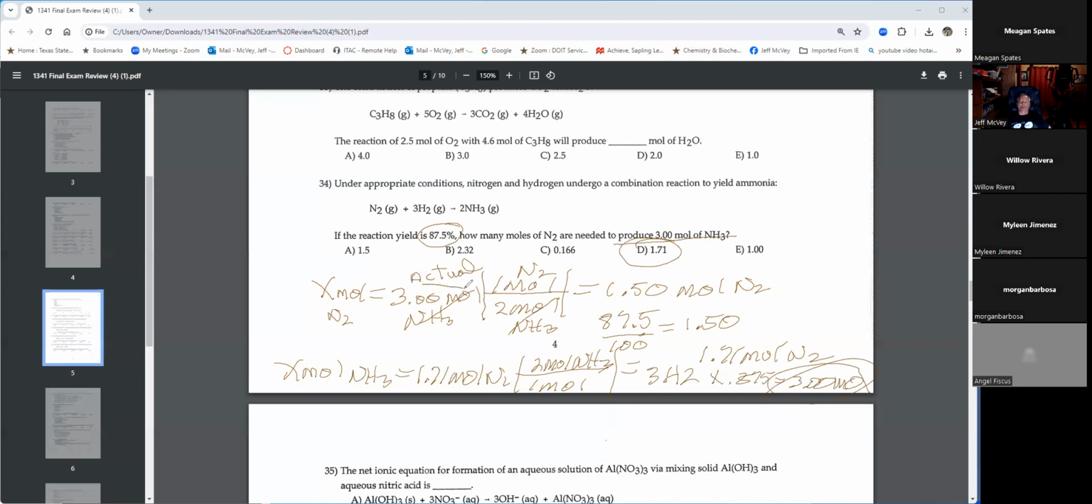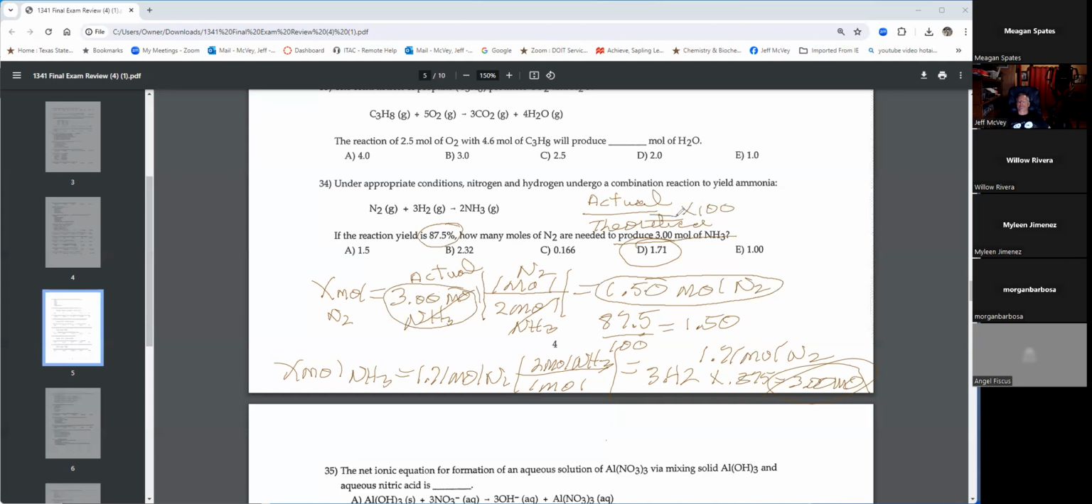So I started with the 3 moles produced. I did the mole to mole ratio, which gave me 1.50 moles of nitrogen that I needed actually. But it's only an 87.5% yield. So how do we do percent yield? We take actual divided by theoretical times 100.